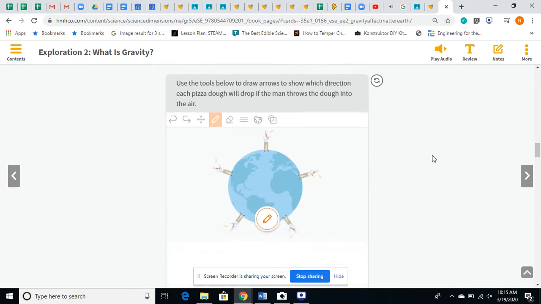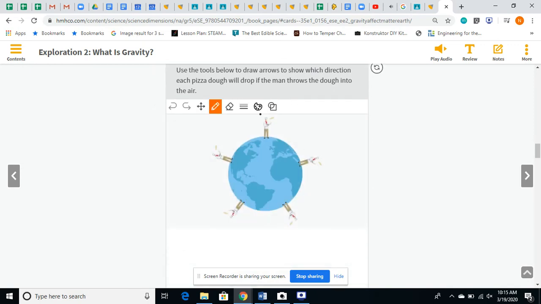Now it's time to practice what you've learned. Use the tools below to draw arrows that show which way the people are being pulled. So if I'm drawing this arrow, he's throwing dough into the air. It's going to be pulled down towards Earth. Notice how they all go towards Earth. They go towards the big object.